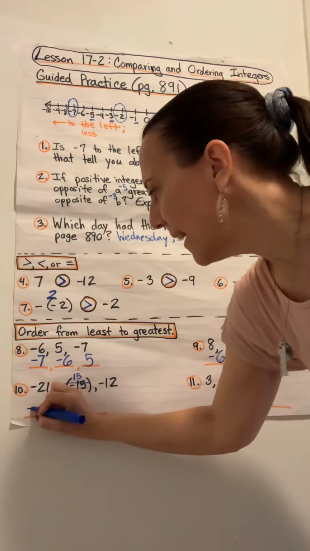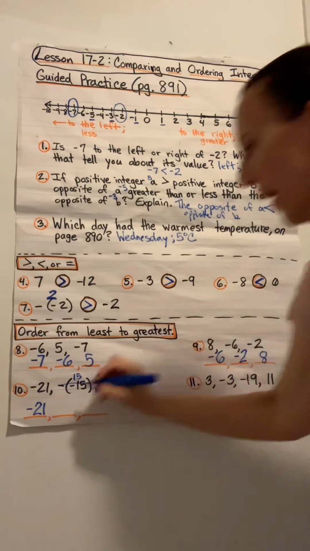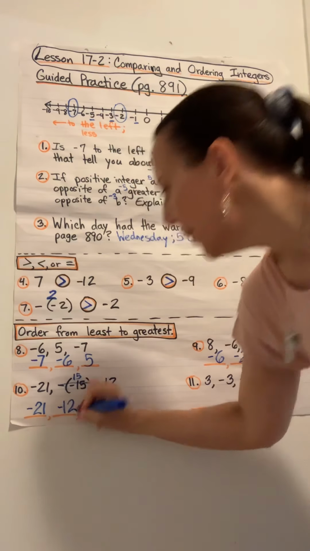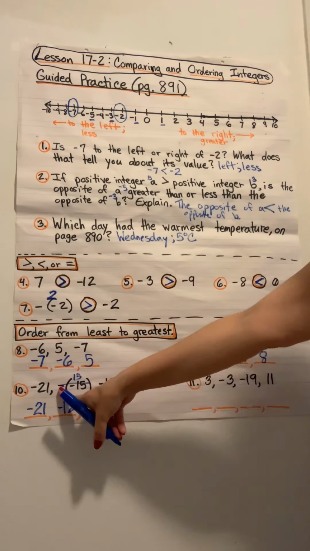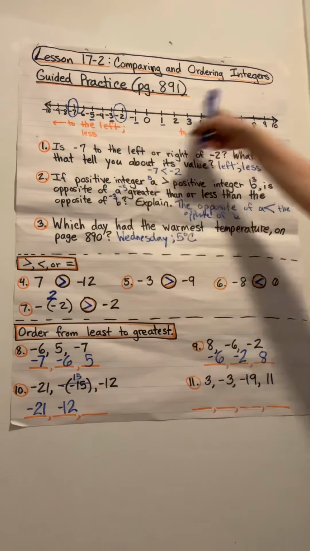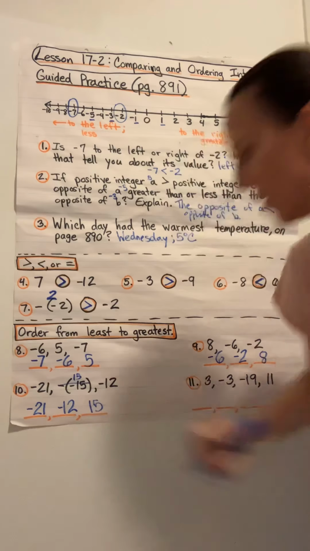So definitely -21 is going to be furthest to the left the way we're counting. Then -12. -15 would have been in here. It would have been smaller than -12. But because this was the opposite, it was +15. That's way over here in my closet. So that's the greatest of the three.